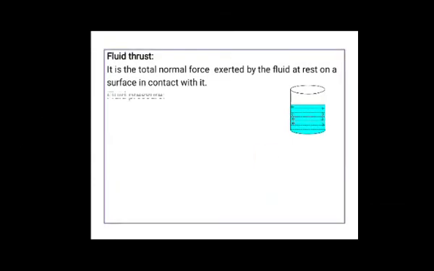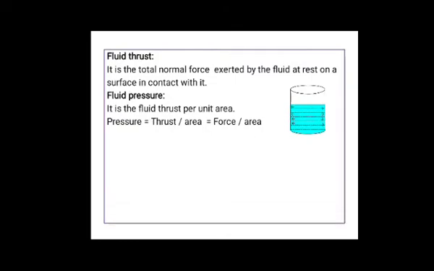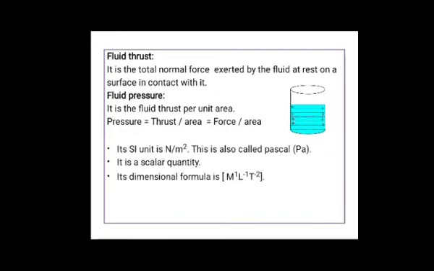Now let us see what is fluid pressure. Pressure we already know, that is force divided by area. Here we will take it as the fluid thrust per unit area. So pressure can be written as pressure is equal to thrust divided by area, or you can write it as force divided by area. Then its SI unit will be Newton per meter square. Unit of force is Newton, unit of area is meter square, so it is Newton per meter square. This is also called Pascal.